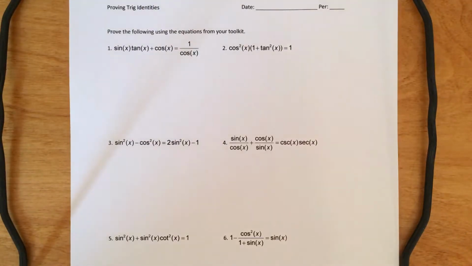Alright, we're going to do a couple of the problems from the Proving Trig Identities classwork paper. It says, prove the following using the equations from your toolkit. So again, just like we did the other day, we're going to try to change one side of the equation into the other side of the equation.